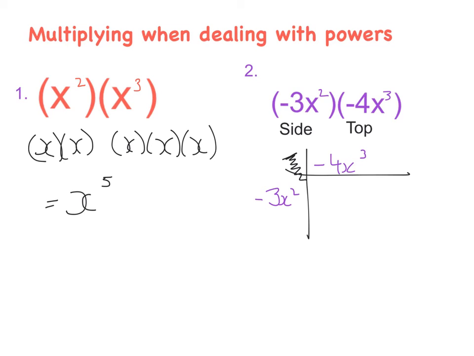First things first, we're multiplying. Remember, this is all multiplying. Minus by a minus gives me a plus. 3 multiplied by 4 gives me 12. And x squared multiplied by x cubed. Remember, when I'm dealing with powers, I can just add them if they've got the same base. So that's going to give me x squared by x cubed gives me x to the power of 5. So my answer here in total is 12x to the power of 5.